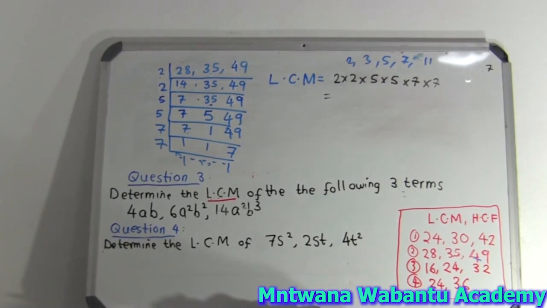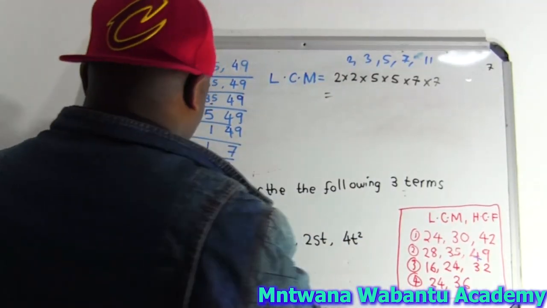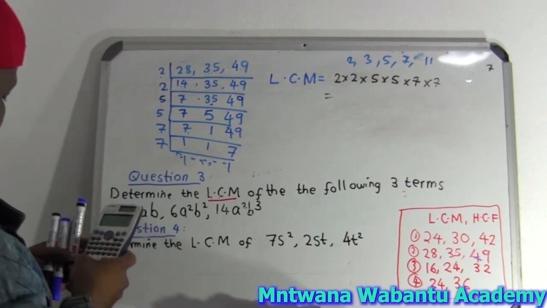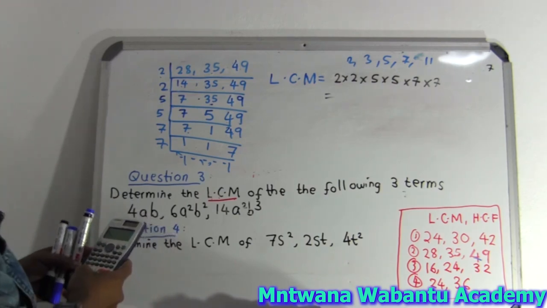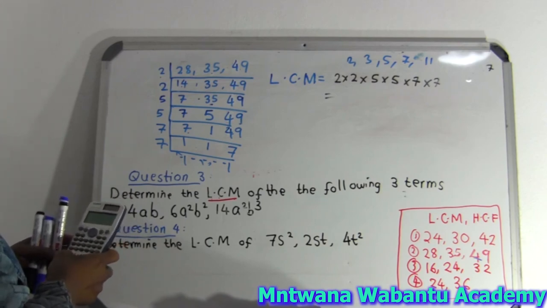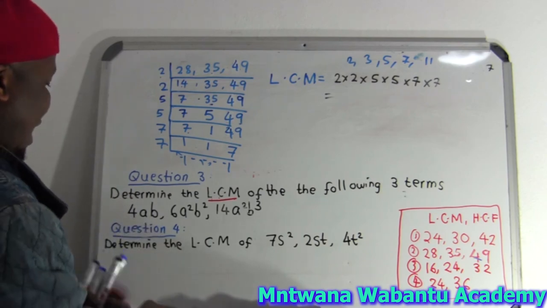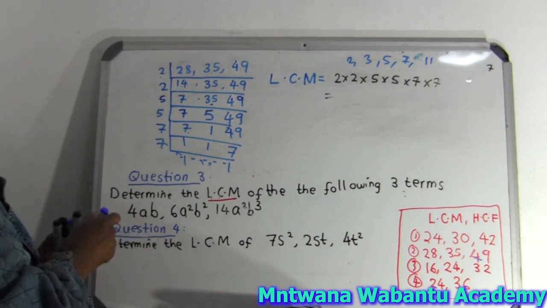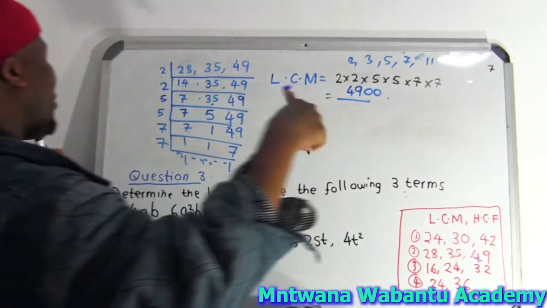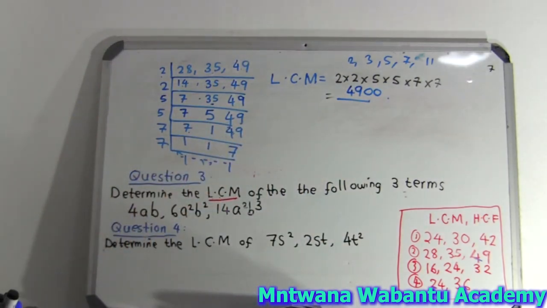So take that one, plug it in the calculator. Give me a calculator quick. There's 2. Okay, and then multiply by 5 times 5 times 7 times 7. Okay, so this is going to give us 4900. Yeah, it should be. Okay, so now you know how to work this LCM and HCF.